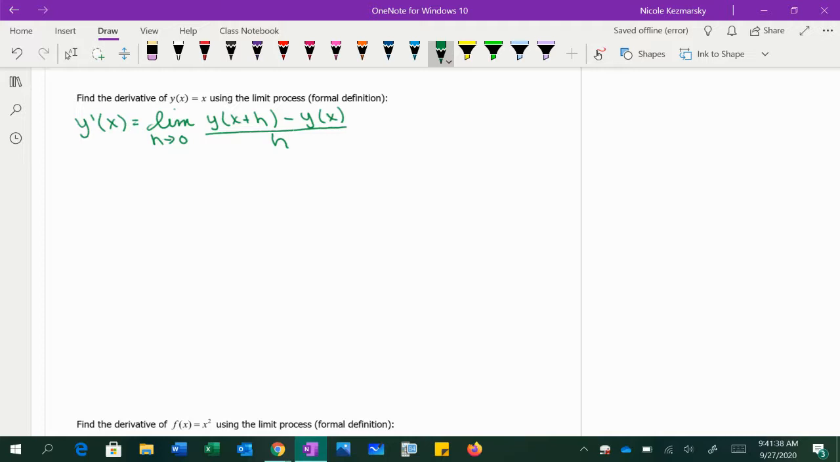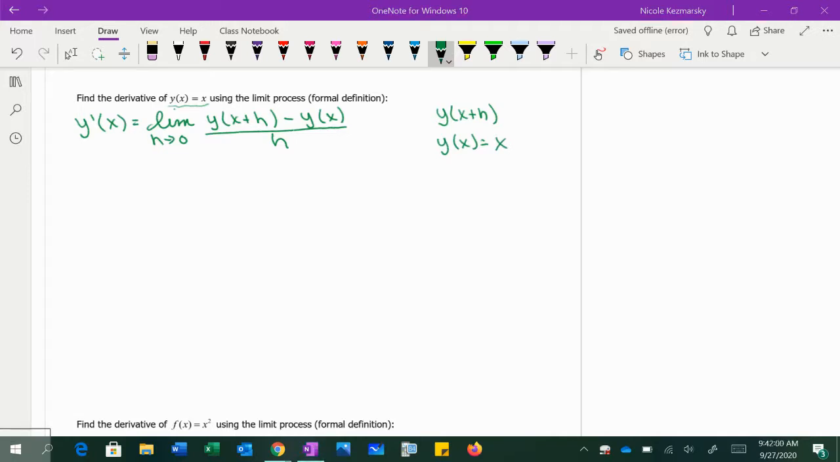Then what we're going to do is come up with what y of x plus h and y of x are. So over here, I'm going to write down y of x plus h and y of x. Well, y of x is usually pretty simple because it's defined for us. We're told y of x is x.